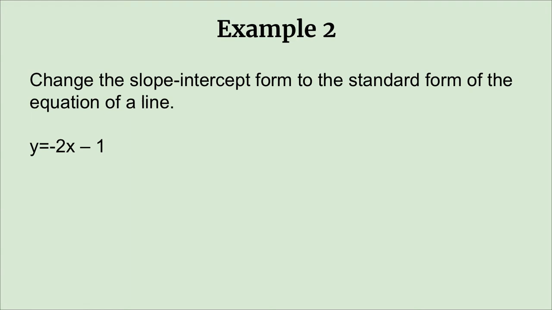Again, I'll change this to standard form. There's no fractions here, so all we have to do is we're going to add 2x to both sides. Remember, standard form means the x and the y are together. So we get 2x plus y equals -1.